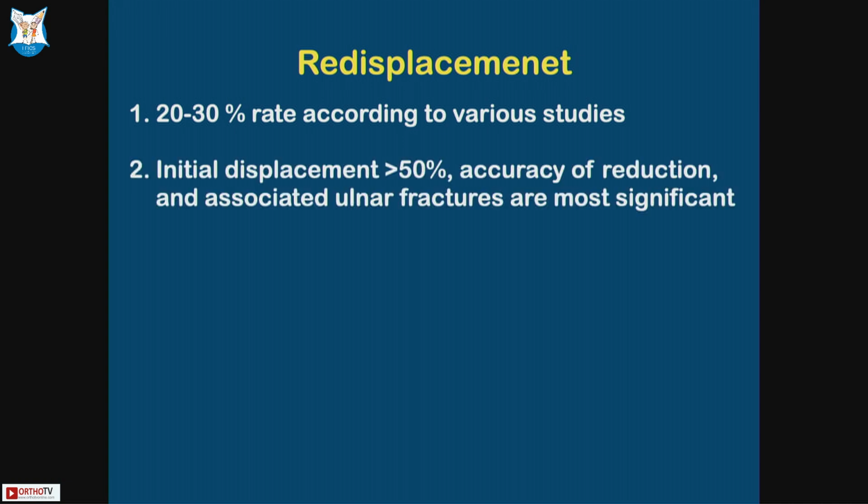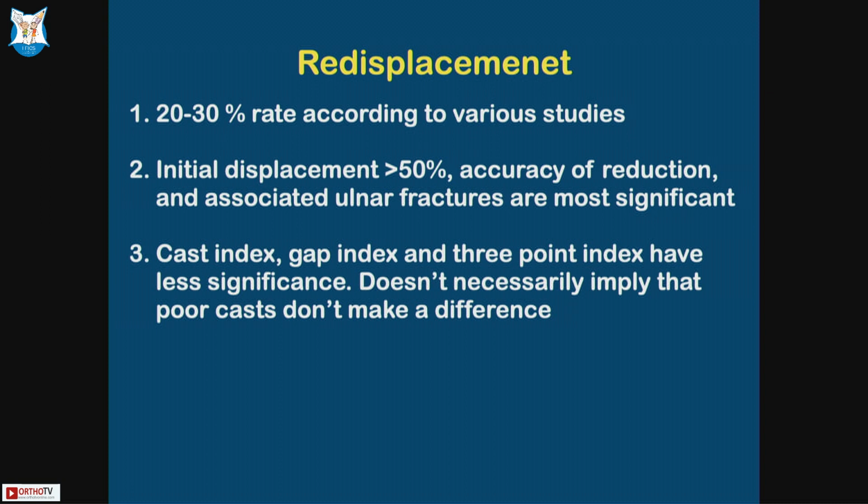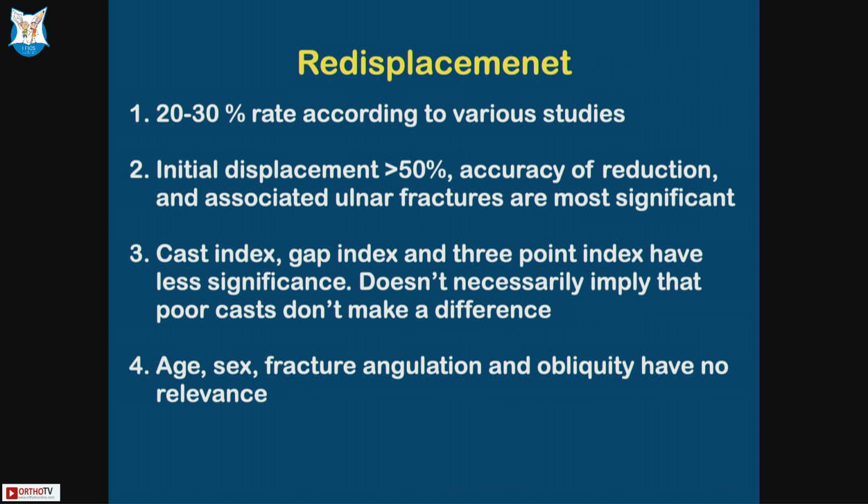Initial displacement greater than 50%, accuracy of reduction, and associated ulnar fractures are the most significant. Many studies have now found that cast index, gap index, and 3-point index have less significance. That does not mean that you put on a poor cast. You still have to do a good cast. Age, sex, fracture angulation, and obliquity have no relevance.